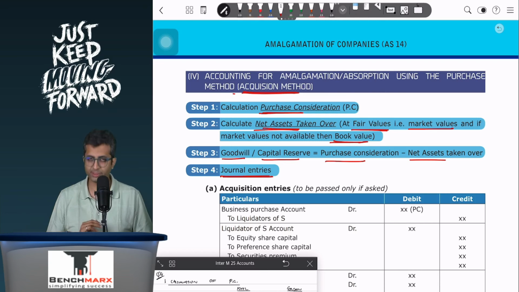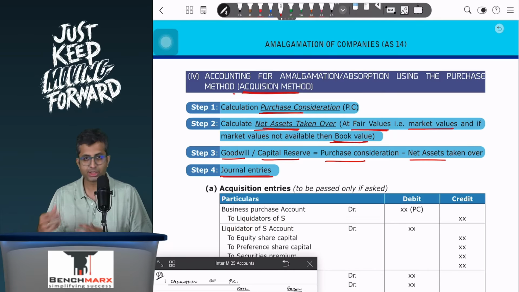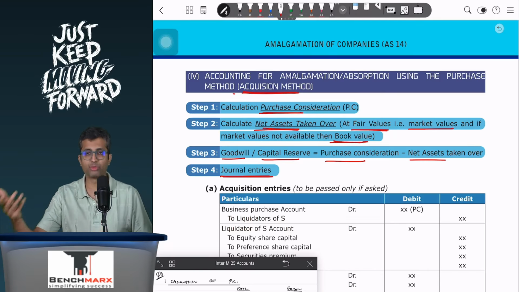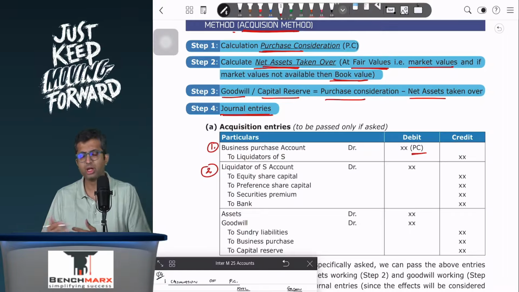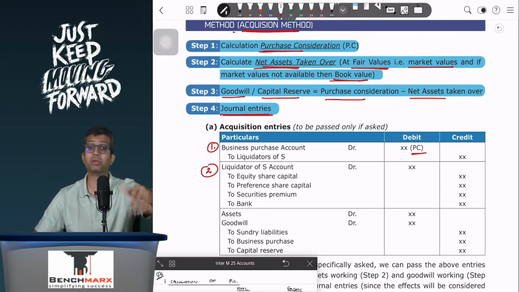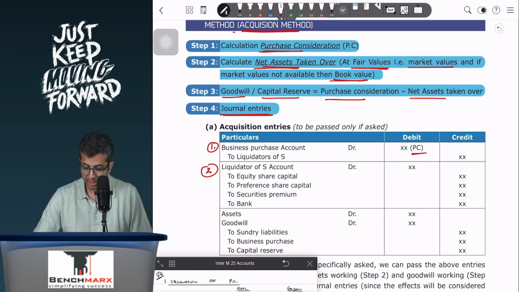Let's say your PC comes to 100 rupees. You'll say business purchase account debit to liquidator of S. So we are saying that to the liquidator, I'll have to pay 100 in lieu of the business. So business purchase account debit to liquidator of S. This is by the PC amount. First entry. Next, you can pay the liquidator. So liquidator account debit to, in whatever form PC is to be paid, to equity share capital, to preference share capital. If there's a securities premium, then securities premium, to cash, whatever it is. So you will pay off the liquidator.